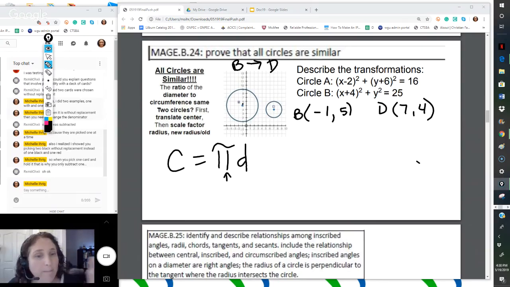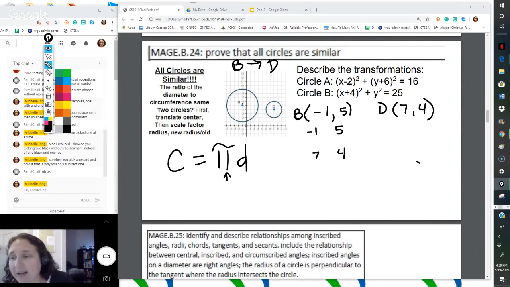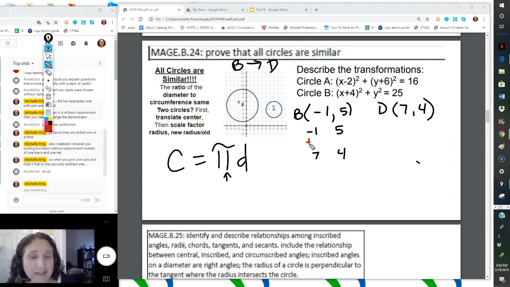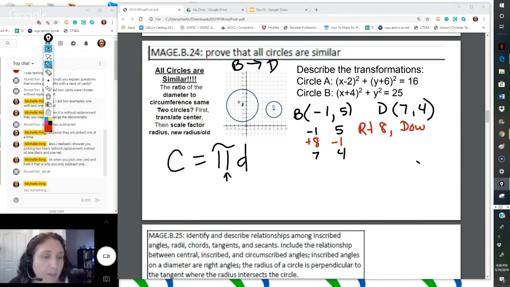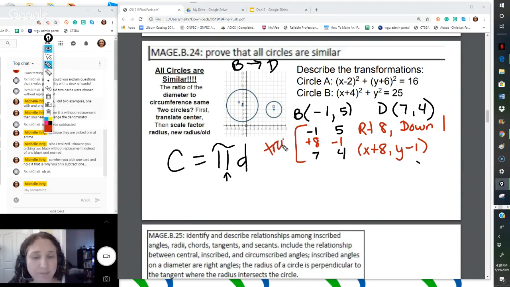So how did I go from B to D? Well, if I'm at -1, 5, and I got to 7, 4, what happened? Well, to get from -1 to +7, I had to add 8. And to get from +5 to 4, I had to subtract 1. So I know that I moved right 8, down 1. Or you might see x plus 8, y minus 1. Either one of these describes the translation.